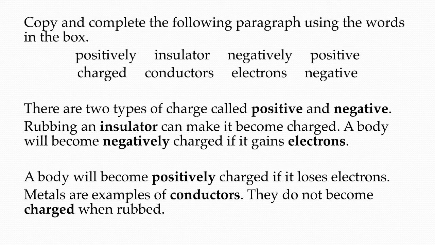And here's the answer. There are two types of charge, positive and negative. Rubbing an insulator can make it become charged. A body will become negatively charged if it gains electrons. A body will become positively charged if it loses electrons. Metals are examples of conductors. They do not become charged when rubbed.